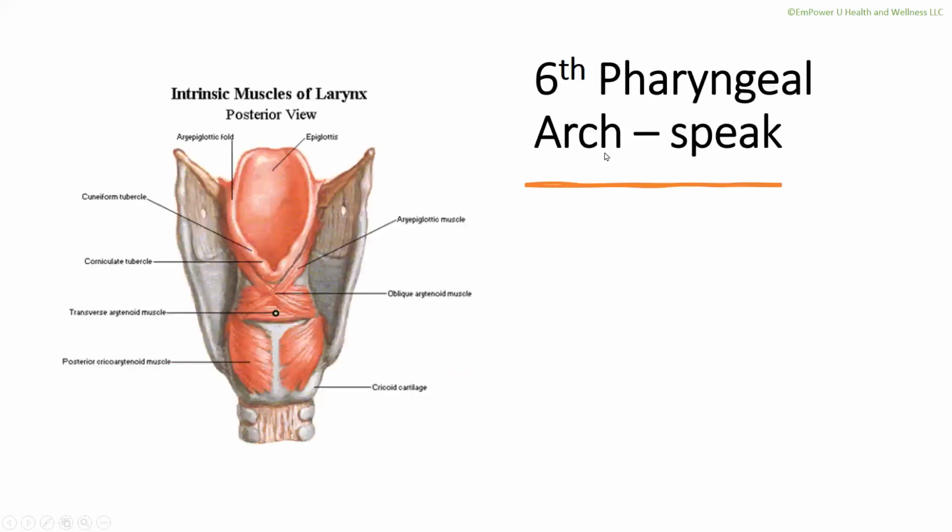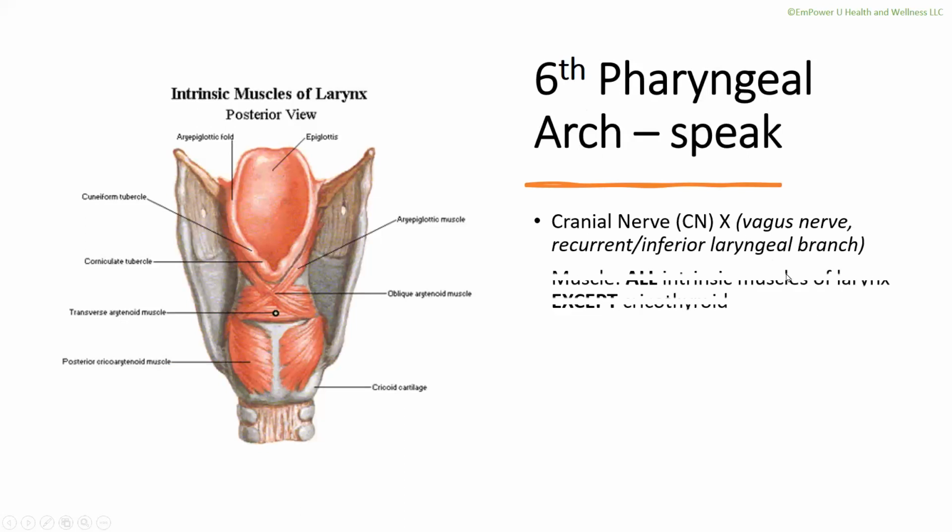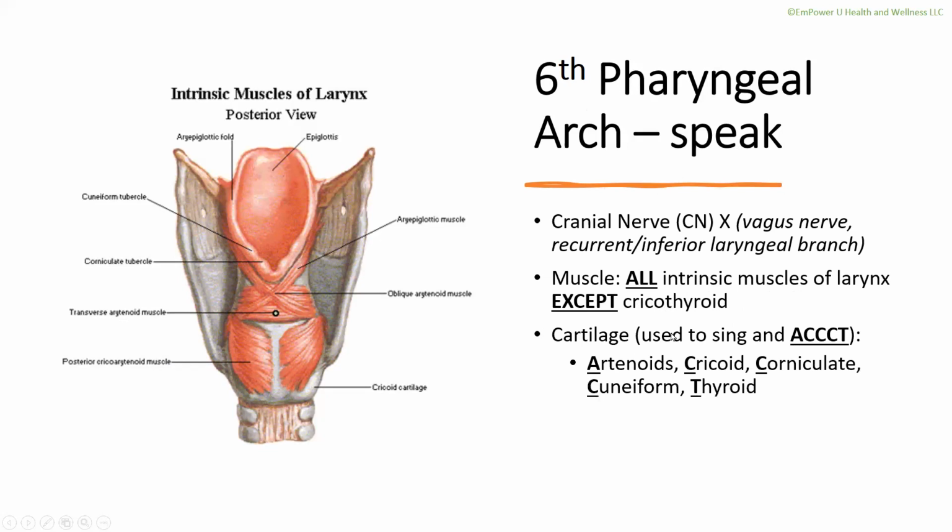Okay, moving on. Sixth pharyngeal arch is to speak. This is your cranial nerve, again, vagus nerve. All intrinsic muscles of your larynx, except for the cricothyroid, because that was already involved. So any of your muscles to help you speak. You also have cartilage used to sing and act here as well. Your arytenoids, your cricoid, your corniculate, your cuneiform, and your thyroid.